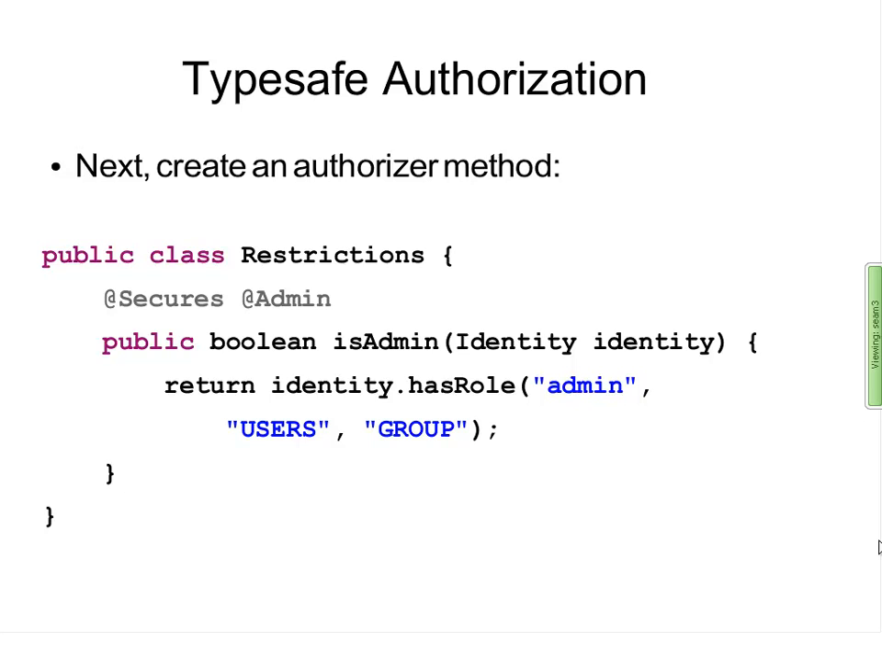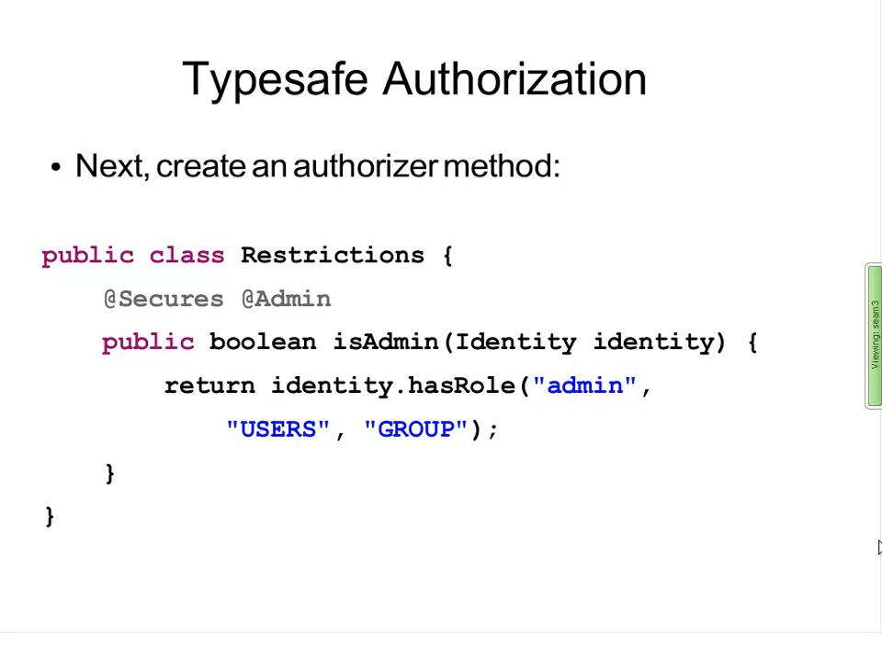Okay, so once we've created our annotation, the next step is to create an authorizer method. What this method must do is return a Boolean value, reflecting whether the authorization check was successful or not. And inside the method, it has to perform the business logic that's required to determine whether the current user has the right privileges for that security binding.